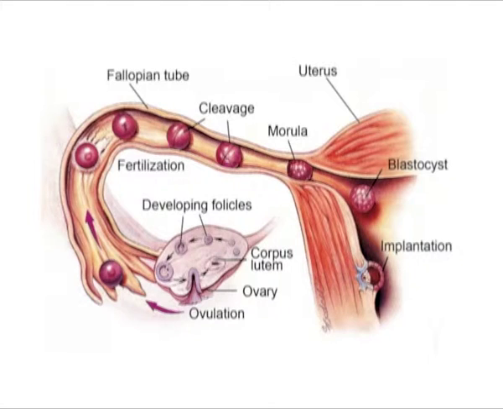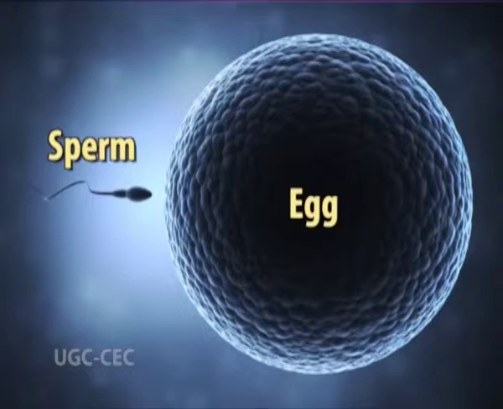A zygote will then divide over enough generations of cells to form a blastocyst, which implants itself in the wall of the uterus, where it begins the processes of embryogenesis and morphogenesis. When developed enough to survive outside the womb, the cervix dilates and contractions of the uterus propel the fetus through the birth canal, which is the vagina.